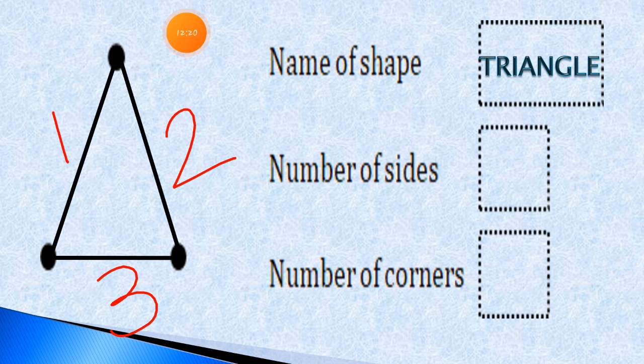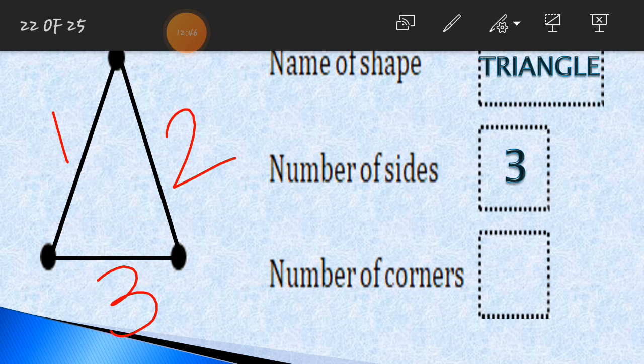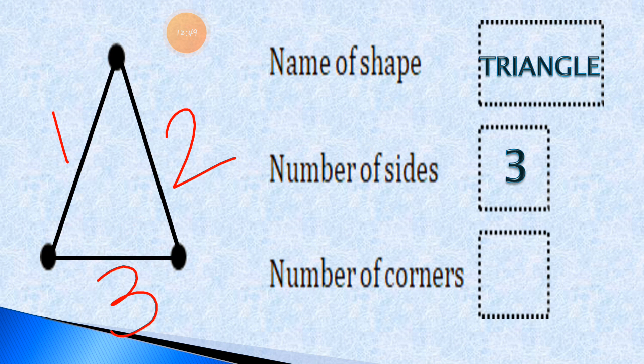Now we have to write down the answer, how many sides this triangle has. So now as I write the numbers on the sides, this one is side number 1 of the triangle. Here is side number 2 of the triangle, and here is side number 3 of the triangle. So this triangle has 3 sides. So we write in the answer that this triangle has 3 sides.